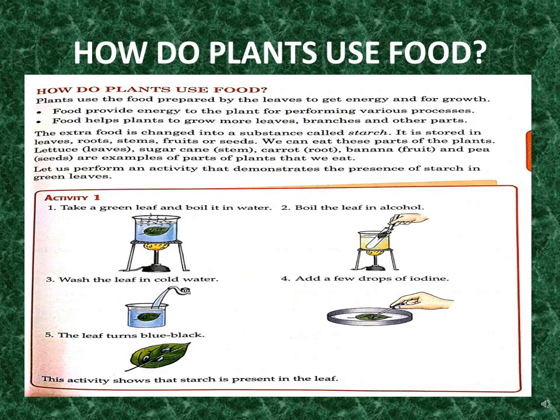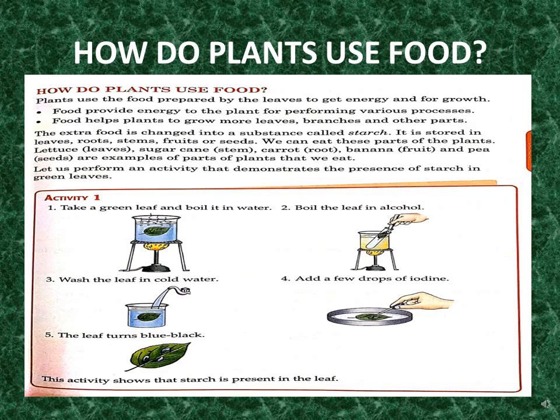The presence of starch is proved by this activity, because we know that iodine, whenever it comes in contact with starch, gives a blue-black color. So as we add a few drops of iodine to the leaf, it turns blue-black. So it means that the leaf contains starch. Okay, very easy one. I hope all of you have understood.